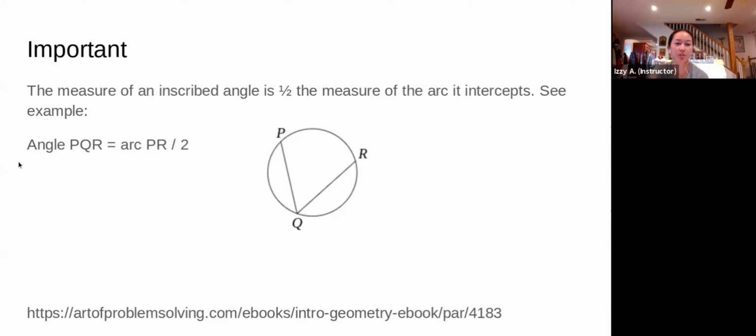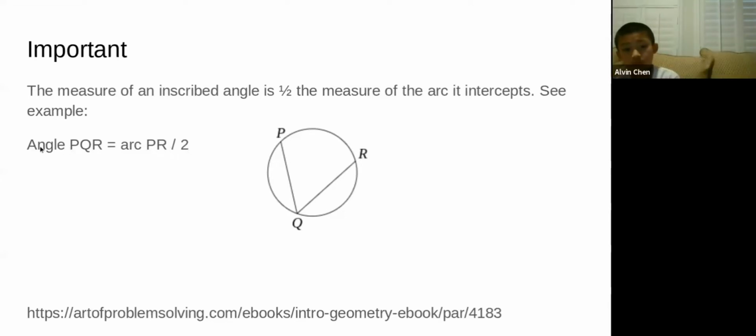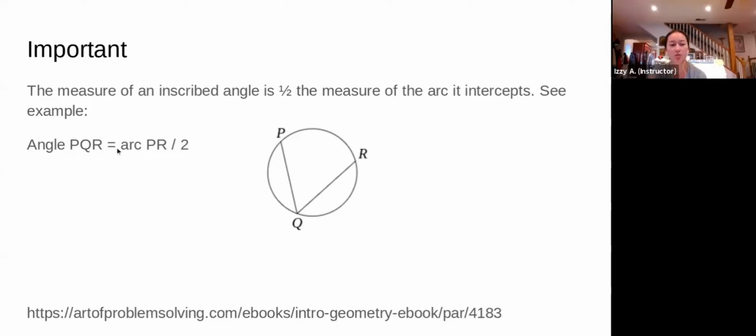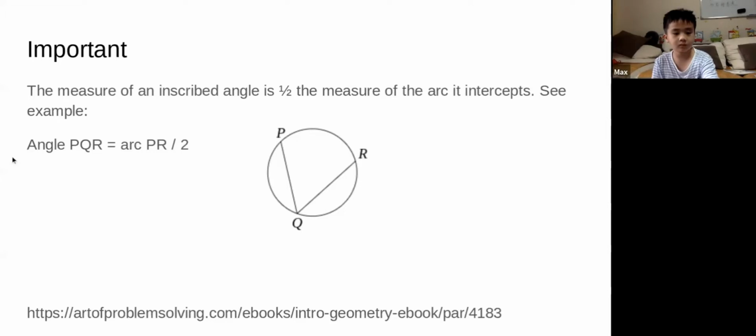So if you were to rearrange this equation again, you multiply 2 on both sides, so then you would get 2 times angle PQR is equal to arc PR. That's another way you can think of it. So angle PQR times 2 is equal to arc PR.